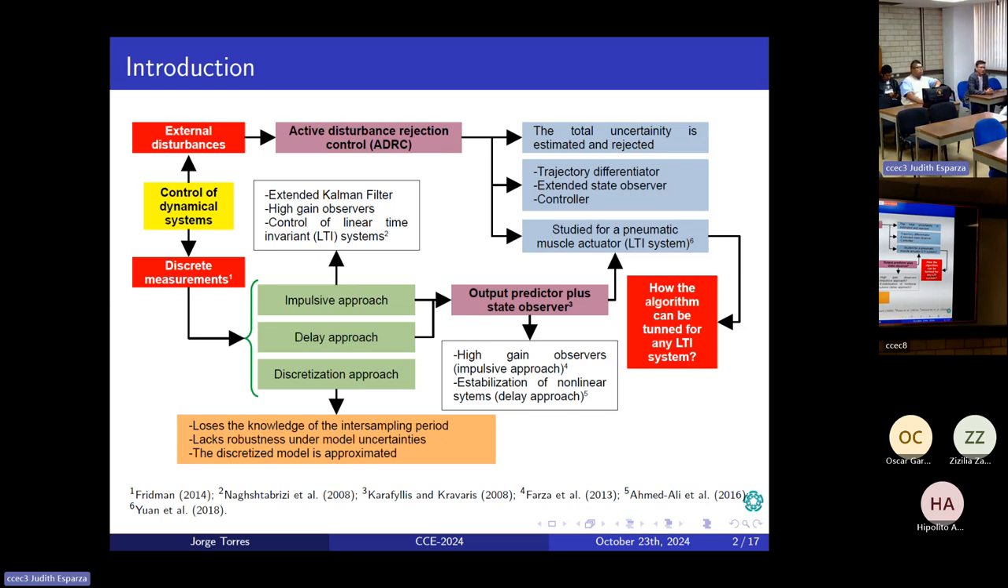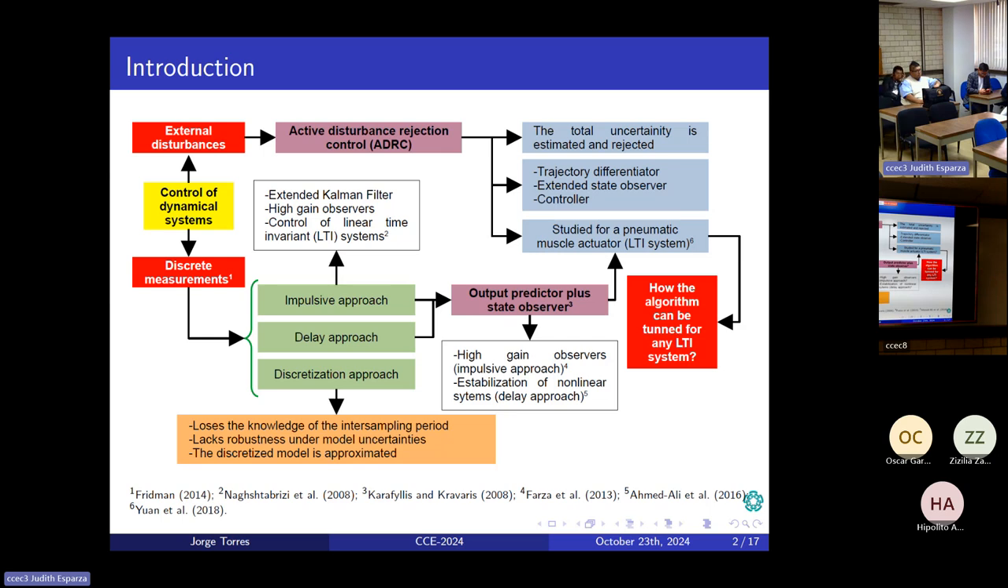So nowadays there are two main important issues in the control of any dynamical system. The first one is the presence of external disturbances that can drastically affect the behavior of any dynamical system. Although many algorithms exist to reject external disturbances, one of the most studied is the active disturbance rejection controller, whose main idea is to estimate and reject the total uncertainty of the system, that is the sum of the external disturbances, unknown dynamics, and uncertain parameters.